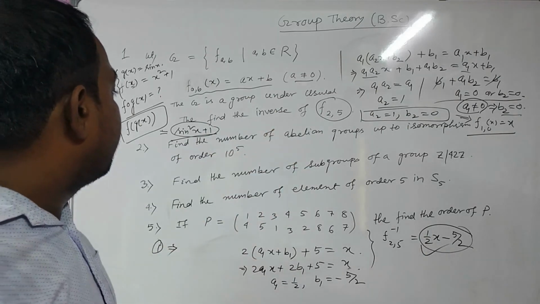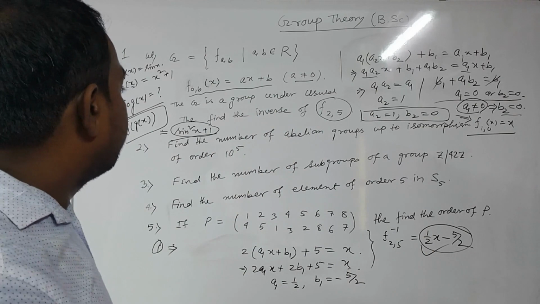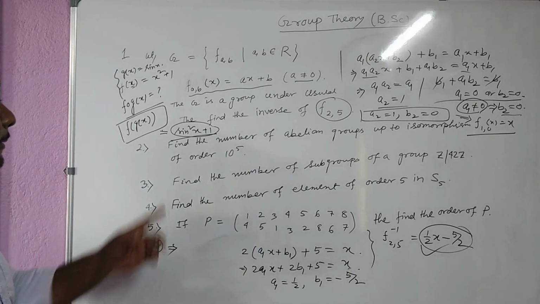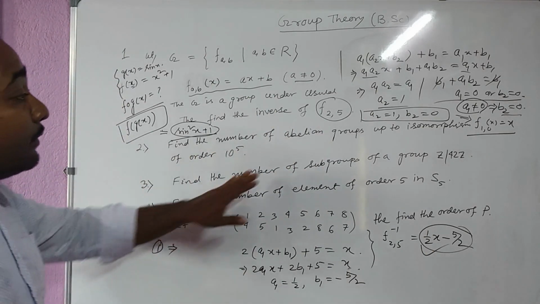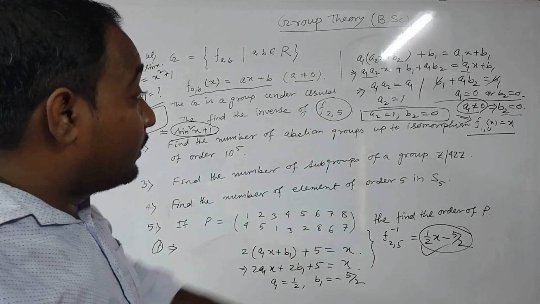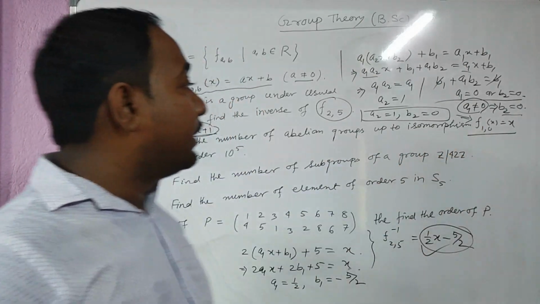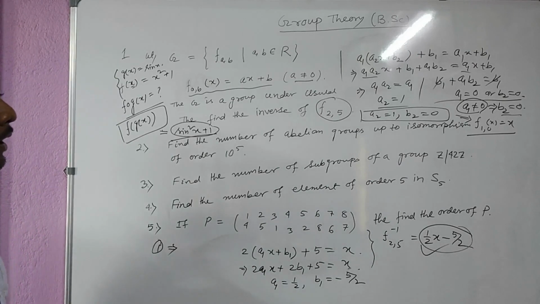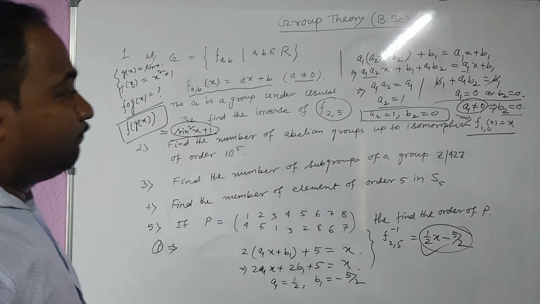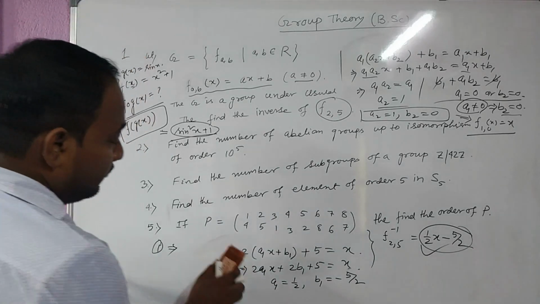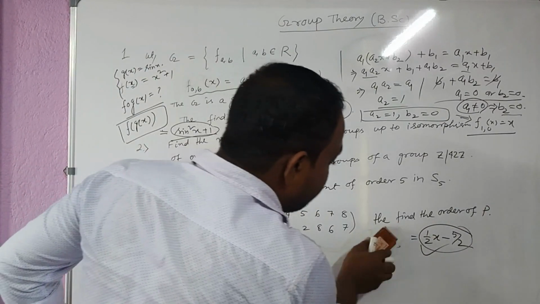Now we will start with the next problem. This problem I have completed. Now find the number of abelian groups up to isomorphism. So first of all, I am erasing this.